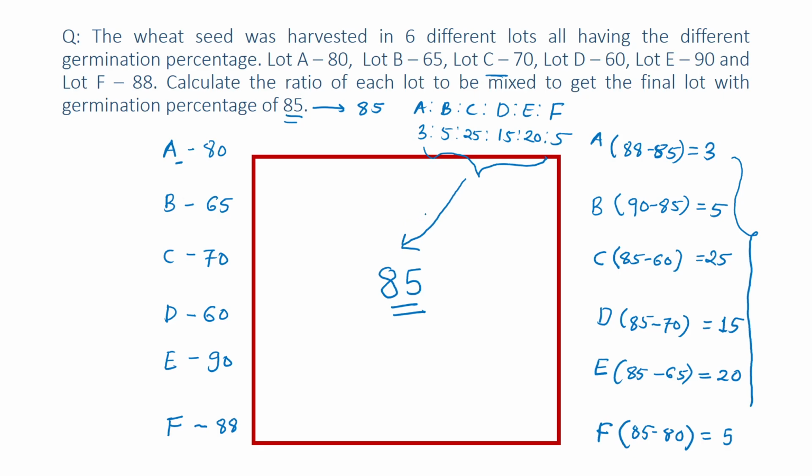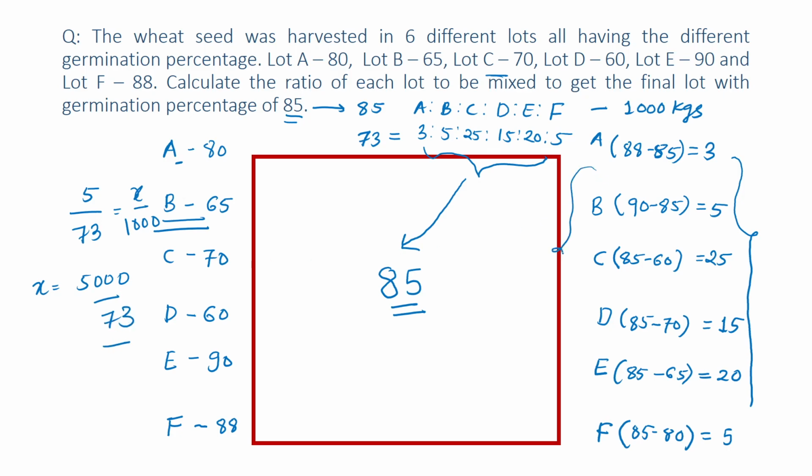What if they ask now for specific amount, like for example if they have asked for the 1000 kgs, then again what we will do is the similar thing which we did in the previous example. We will calculate the total parts. So total parts here will be 20 and 25, 15, 5, 5 and 3, so it will be 73 parts. So out of 73 parts, for example, if they are asking for B, 5 parts are there, so for 1000 kgs how much it will be? So again x will become 5000 upon 73. So similarly you can calculate for all the remaining seed lots.